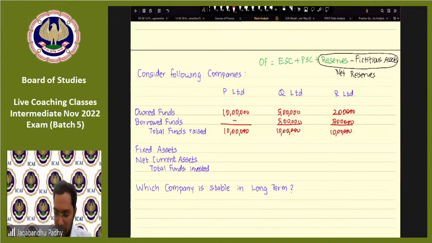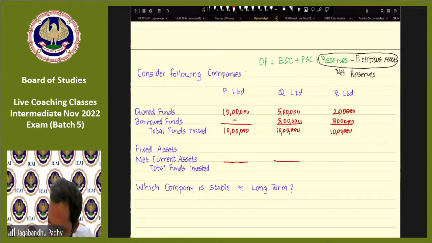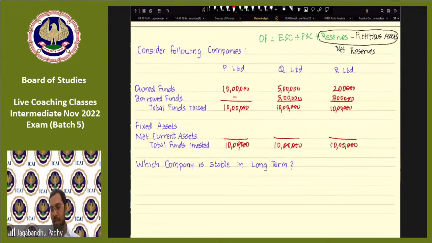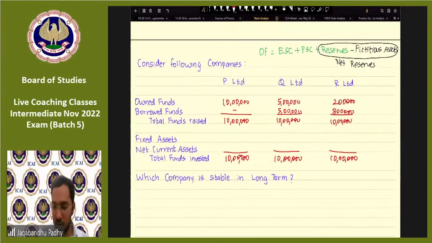Okay. Now, obviously, the total investment that it has got or the total assets is going to be 10 lakh itself. Now, my question to you is, out of these three companies, which company is stable in the long term? Understand that when I talk of owned funds, it includes equity share capital, preference share capital, reserves, and these should be net reserves, that is after subtracting the fictitious assets.